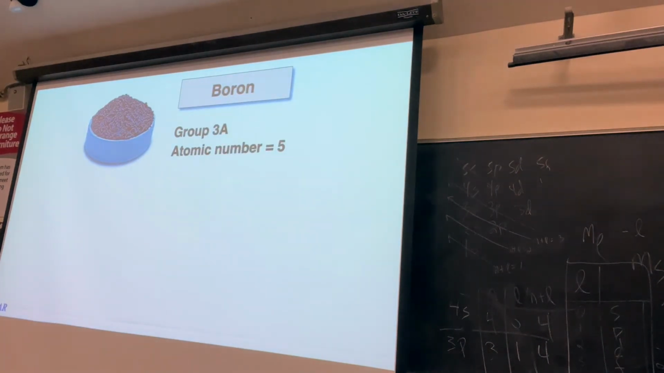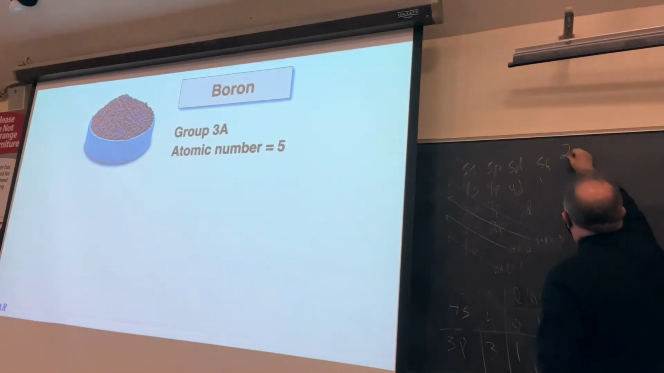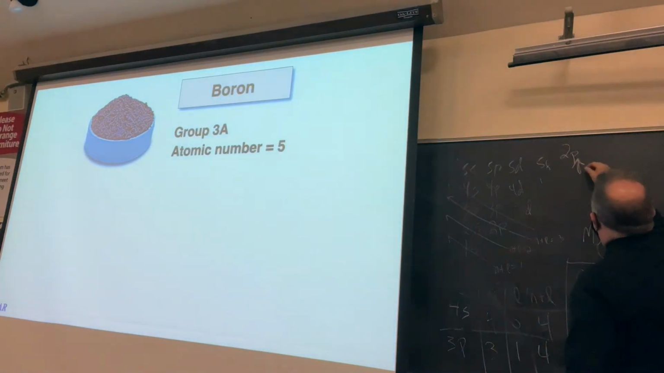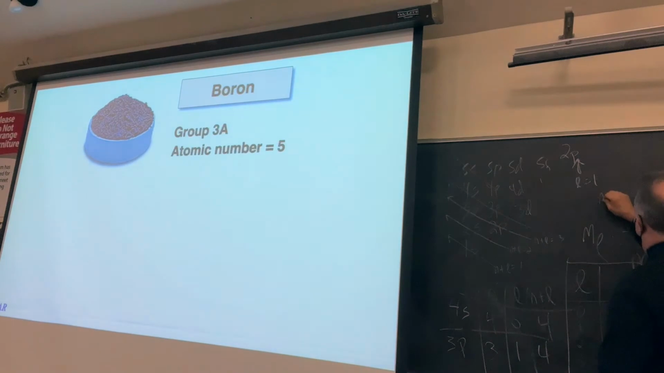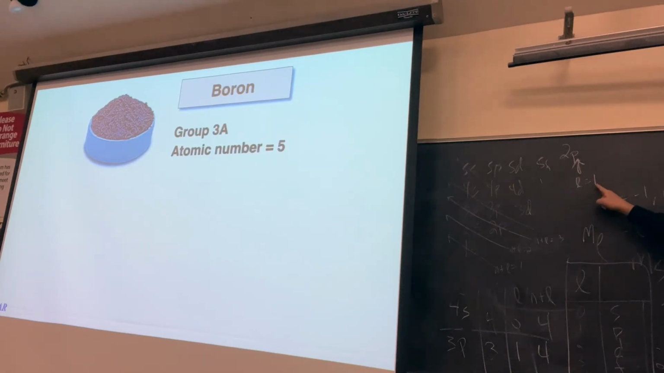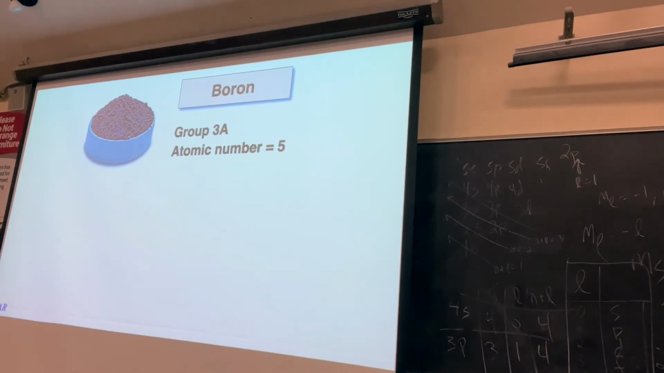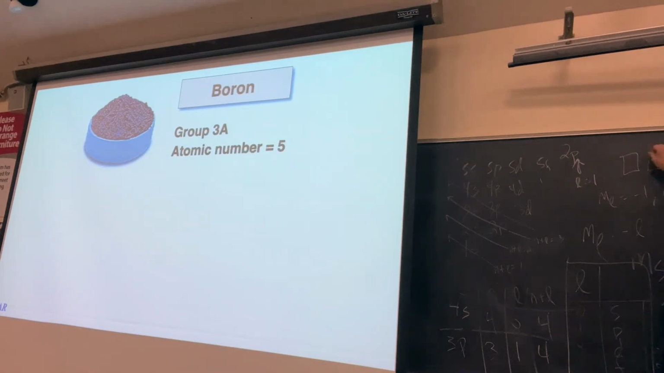Anyway, when you get to a p, like 2p, p means L equals 1, and m sub L will be, I can't write and talk at the same time. If L equals 1, m sub L goes from negative L to positive L. So m sub L is negative 1, 0, and plus 1. Now each of these numbers is a box. So when you get to the 2p, you're actually going to write 3 boxes there because p's have 3 orbitals.